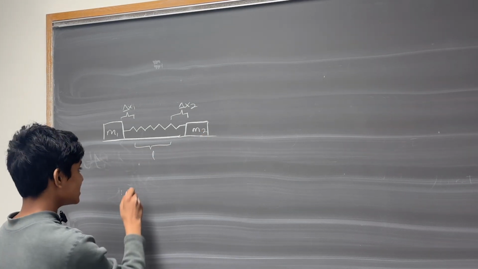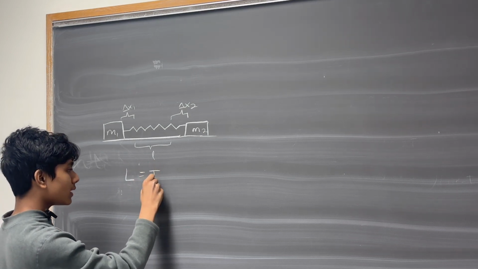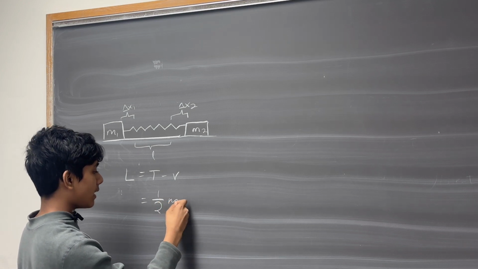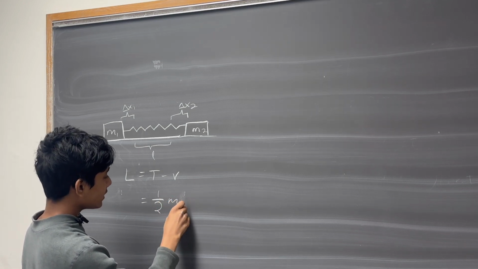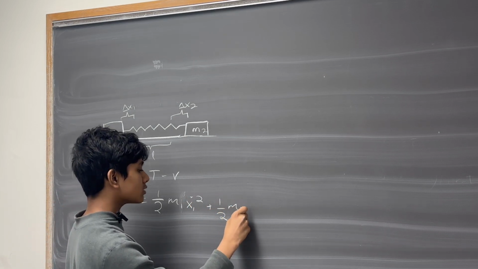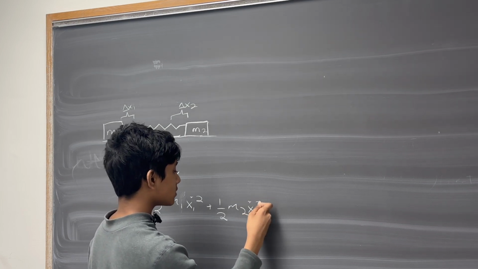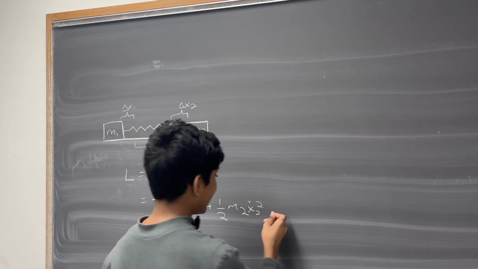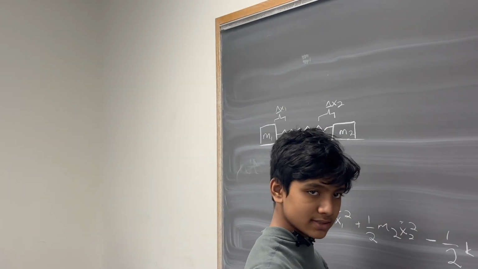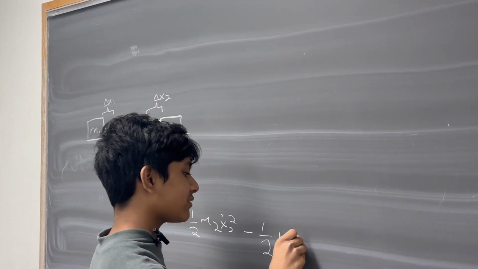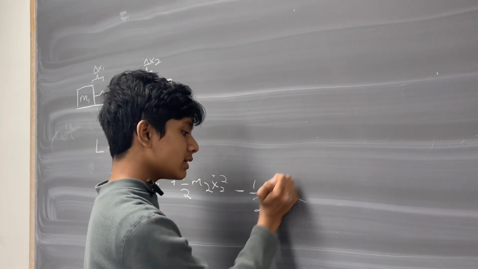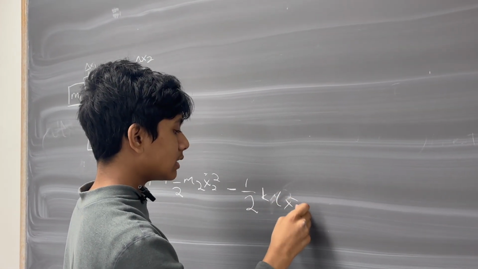Now, what's the Lagrangian in this case? Well, it's always the kinetic minus the potential, which is half m1 x1 dot squared plus half m2 x2 dot squared, and then minus the potential. And realize there's only one spring, so the potential is going to just be half kx squared. But what is x? Well, that's going to be x1 plus x2.